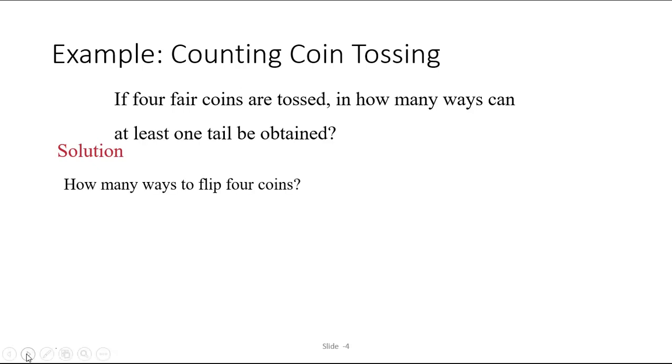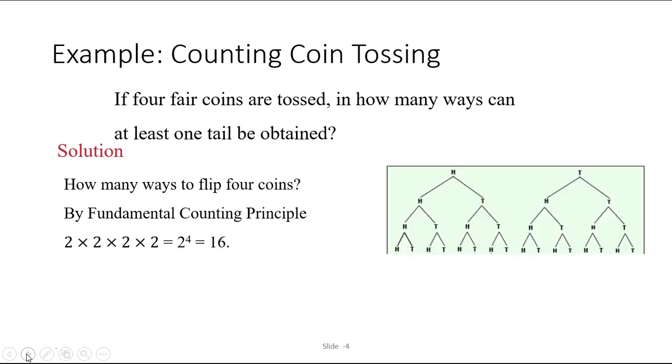So when we ask how many ways there are to flip 4 coins, this is a 4-part task, and we can use the fundamental counting principle. We would multiply the number of ways to flip the first coin, and then the second, and then the third, and then the fourth. There are 2 ways to flip each coin, heads or tails. So we get 2 times 2 times 2 times 2, or 16 different results that are possible.